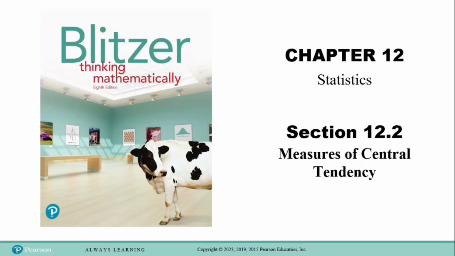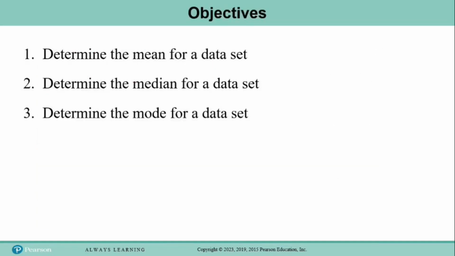Today we're in section 12.2 looking at measures of central tendency. So measures of central tendency is just a fancy way of saying that we're looking for different values that can help us describe the center of a data set. And there are three that we're going to look at today, and they are the mean, median, and mode. So let's go ahead and get started.